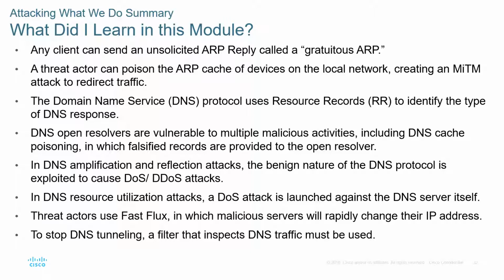In DNS amplification and reflection attacks, the benign nature of the DNS protocol is exploited to cause DoS or distributed DoS attacks. With DNS resource utilization attacks, you're basically launching a DoS attack against the DNS server itself. Therefore, it cannot respond to the DNS requests. You can have threat actors use fast flux, in which malicious servers will rapidly change their IP addresses. You can stop DNS tunneling by setting up a filter that will inspect the DNS traffic.